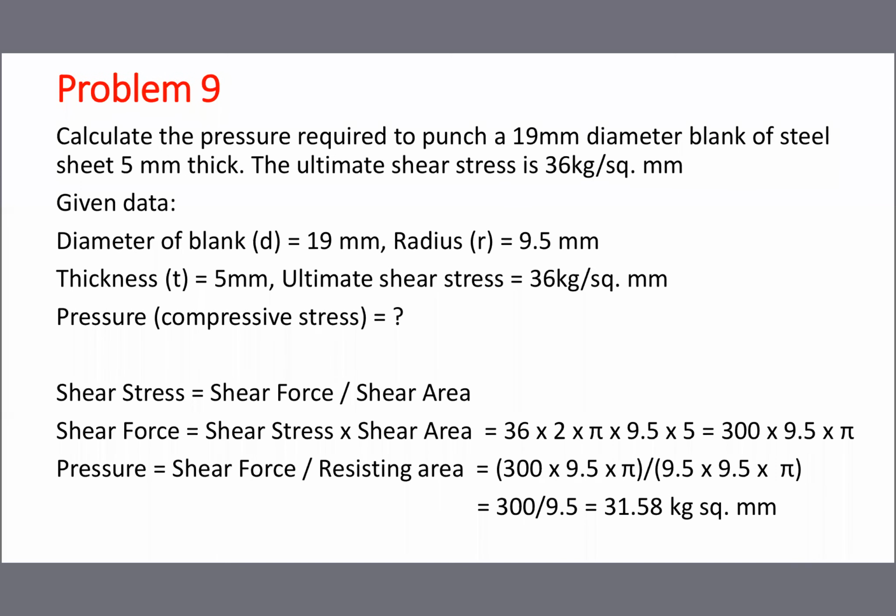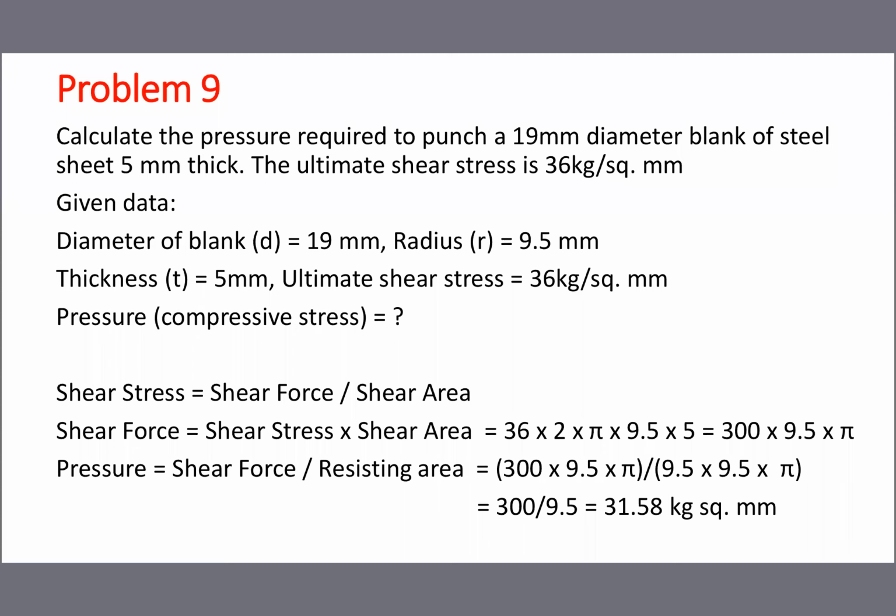Calculate the pressure required to punch a 19 mm diameter blank of steel sheet 5 mm thick. The ultimate shear stress is 36 kg per square millimeter. So this problem is mainly used for the tool and die people. That is the punch. They are using a punch and die, so for them it is very much required. What is the capacity of the punch press, you can say the press required?